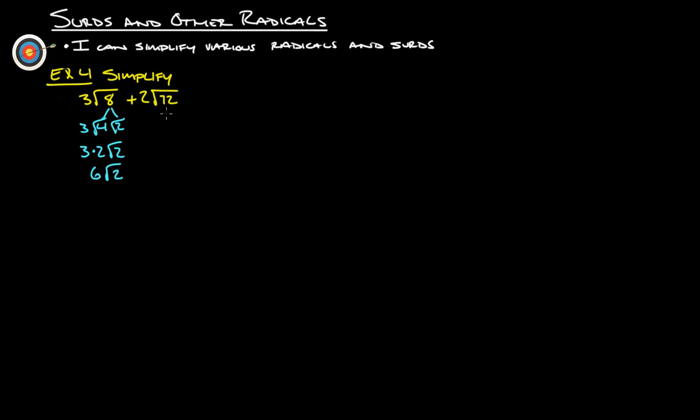Hopefully this will also have some kind of factor of root 2. 72 is 36 times 2. So that's really 2 times root 36 times root 2, and the square root of 36 is 6. So 2 times 6 is 12 root 2, and we are adding these together. 6 root 2 and 12 root 2 is 18 root 2.